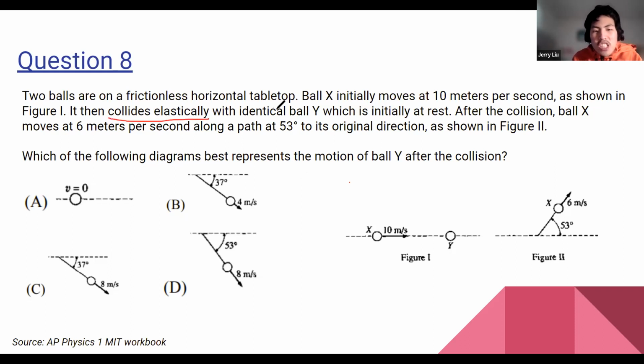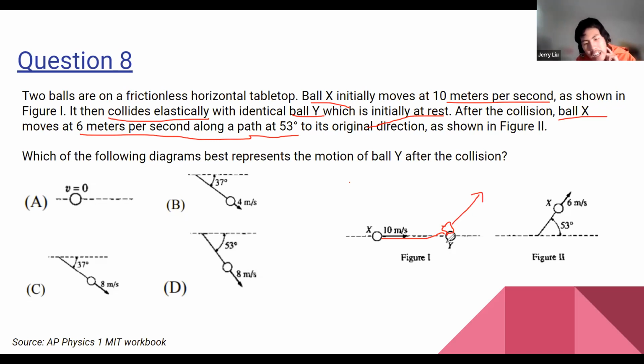Here we have an elastic collision with two identical balls, and one is moving at 10 meters per second, and the other one's initially at rest. After the collision, ball X moves at 6 meters per second along a path at 53 degrees to its original direction. So let's say you have a ball X that's moving here, it hits Y, and then this moves. So can anyone tell me what direction should Y move?